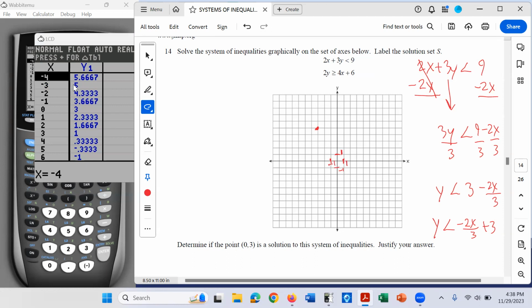So then now, the next point I want to use is 0, 3. So I'm going to use 0 in the middle, and I'm going to go up 1, 2, 3. Okay. Then the next one I'm going to use is going to be 3, 1. So I'm going to go to the right, 1, 2, 3, and up 1. Once you have 3 points, you can go ahead and use your straight edge to complete the graph.